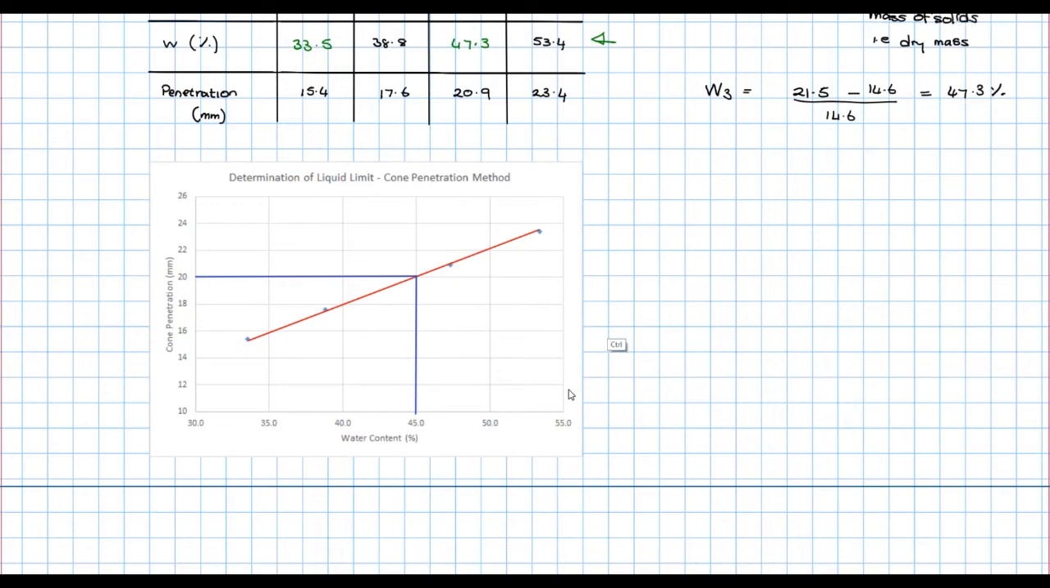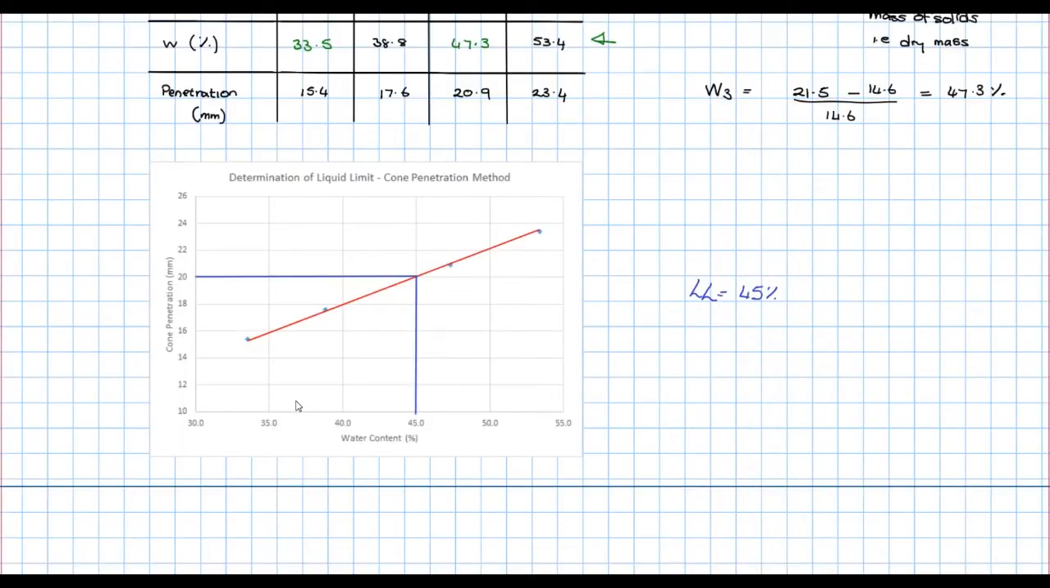So your liquid limit is 45%. This is why it's very important to ensure your line takes up most of the graph. Whereas if it's only in a small section of it, it's going to be very hard to see the difference between 40, 45, 50. You need to ensure it takes up the whole graph. There's no reason to zero these axes.